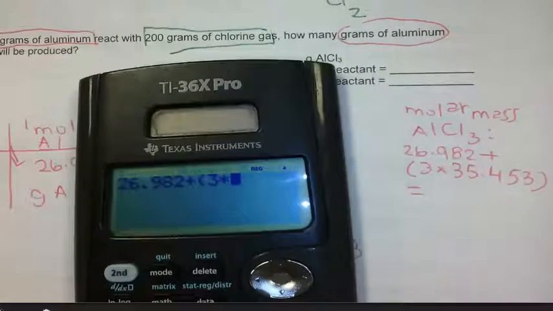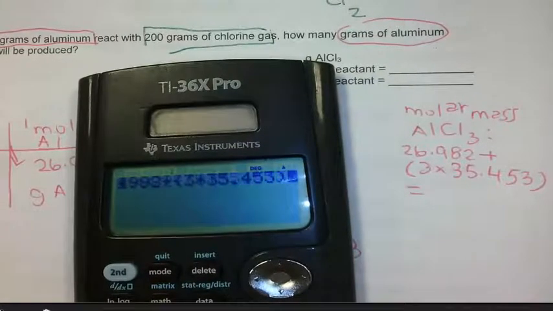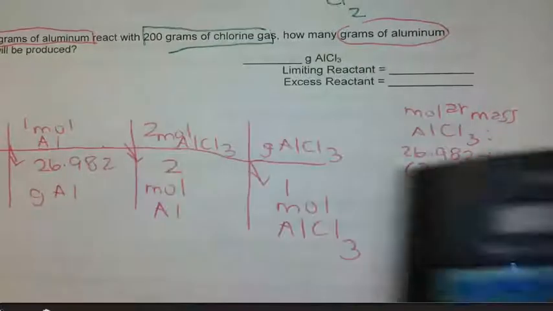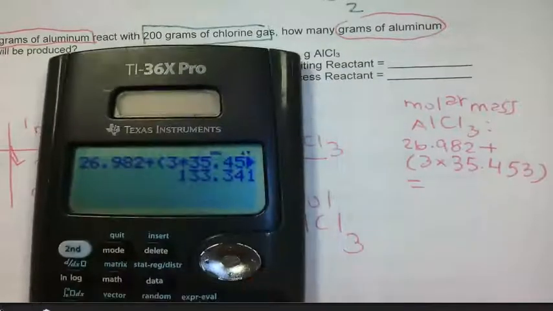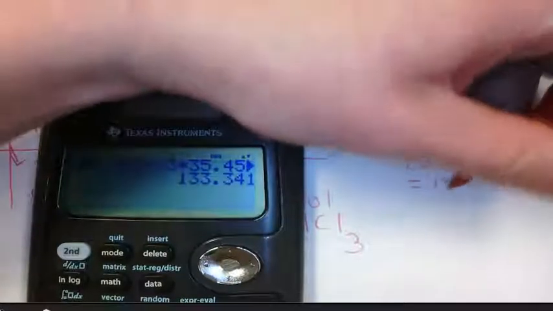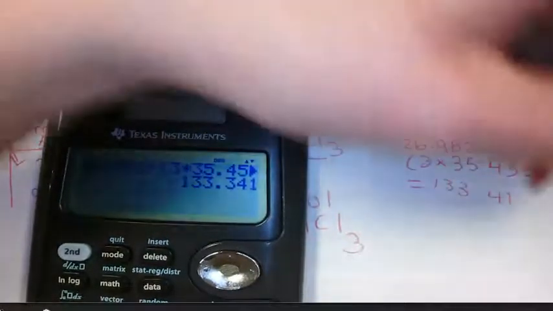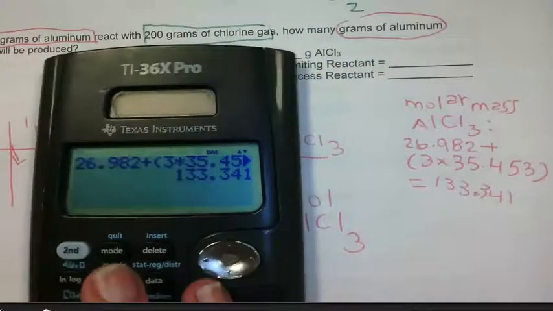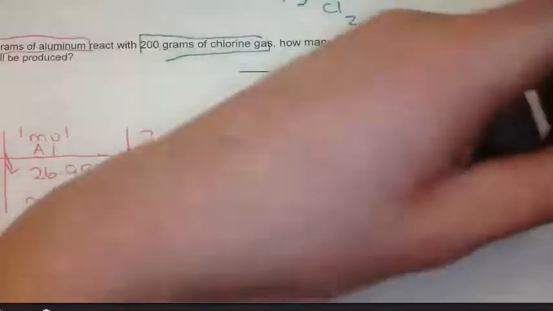And here's my calculator. Remember to use your parentheses. Close them, enter. This gave me my molar mass. So my molar mass is equal to 133.341 grams.